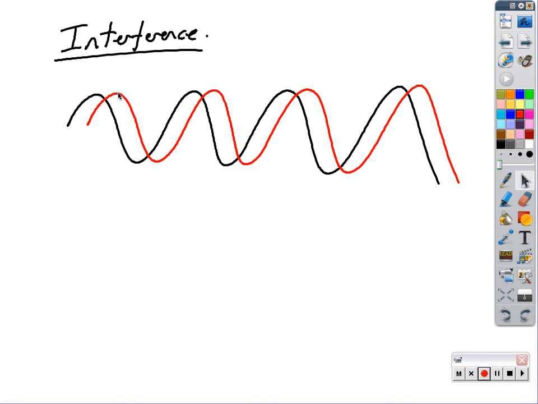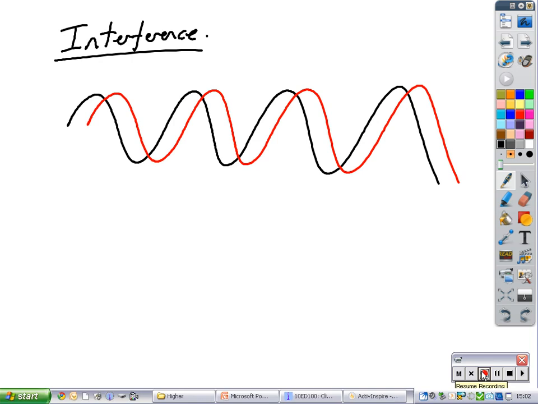Now, you're talking about total constructive and total destructive interference for these things to happen. Right, let's have a look. So what we've got here is you've got two waves and they are what's called coherent. Coherent means that they are both the same. They have the same frequency and the same wavelength. They don't have to have the same amplitude.